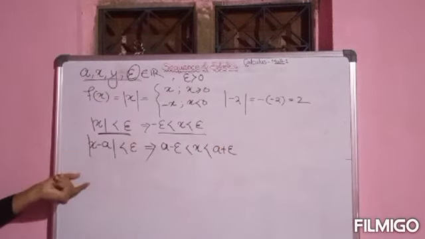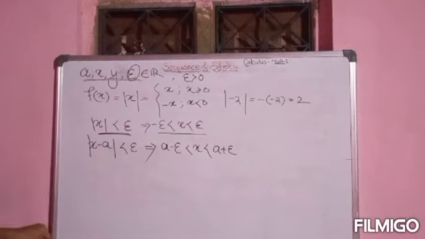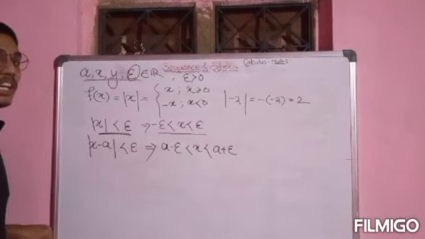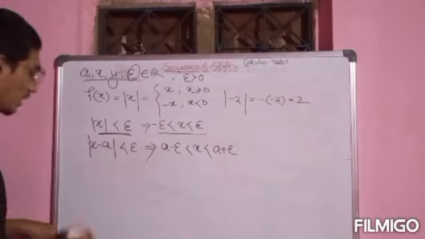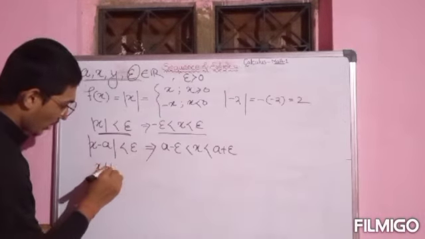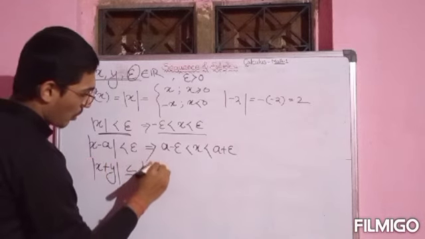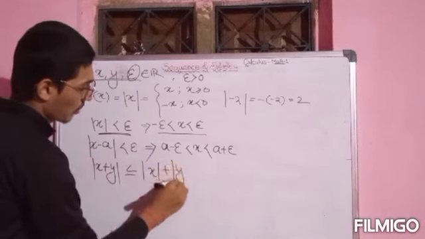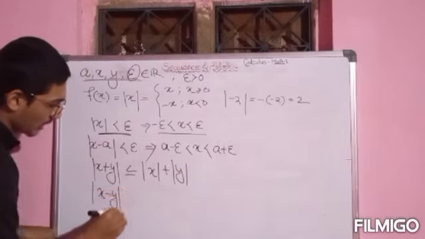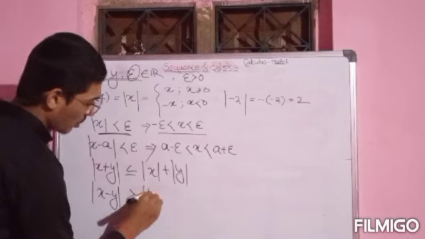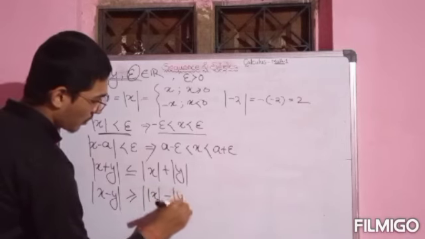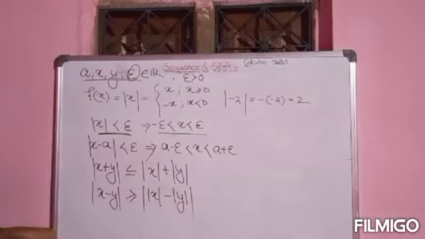In the same way, you can prove. And you already proved this in your vector when you studied vector in your intermediate. What is mod of x plus y? It is less than or equal to mod of x plus mod of y. Similarly, what is mod of x minus y? It is greater than or equal to mod x minus mod y.